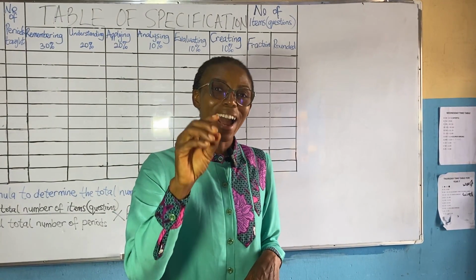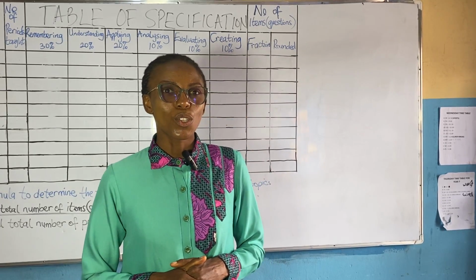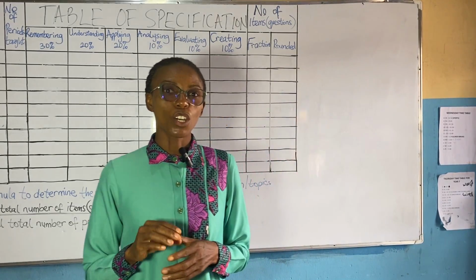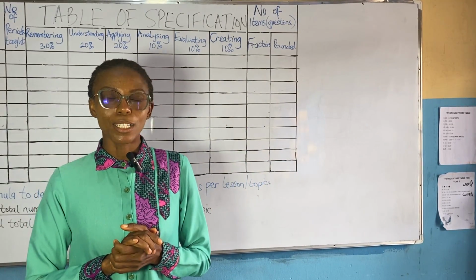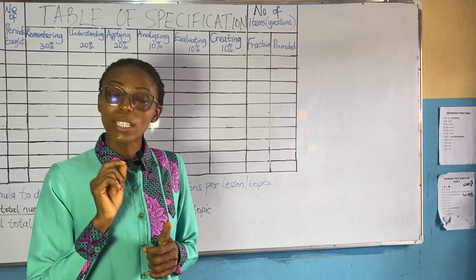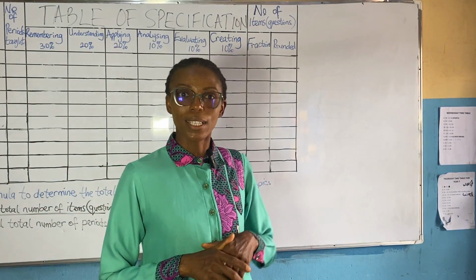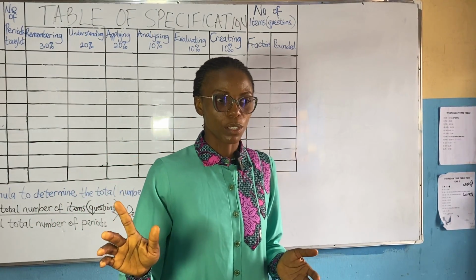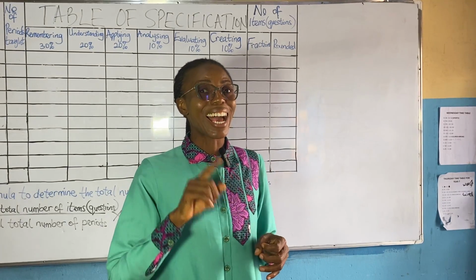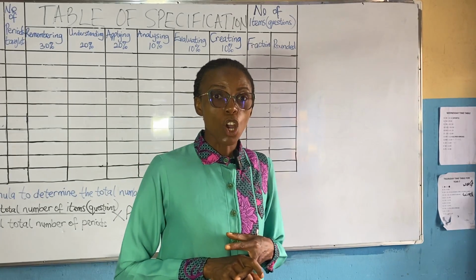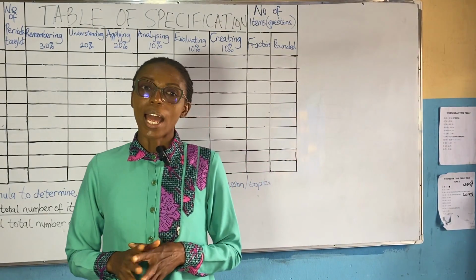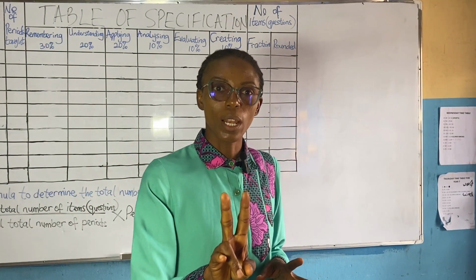So let's dive right into the tutorial. So what is a table of specification? A table of specification is a test blueprint that is designed by a teacher to serve as basis for test construction, specifically for summative assessment, that's tests and examination. A table of specification spells out what will be tested and how it will be tested. The objectives are categorized into three categories, and each category has 2 levels.